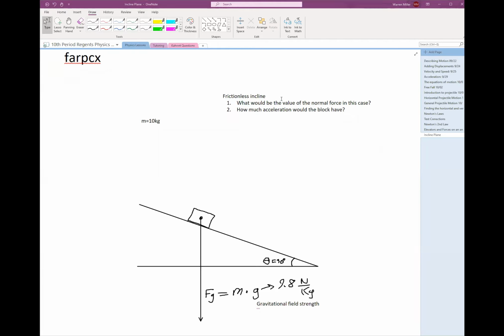Any other forces acting on this block? Amir. Normal force. Good. The normal force. Which direction does the normal force point? Upwards. Like so.